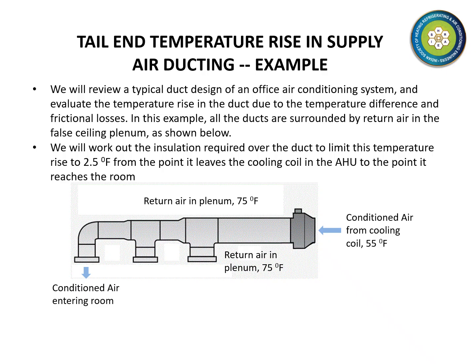The conditioned air at the AHU cooling coils is at 55 degrees Fahrenheit dry bulb, and we would require the heat gain all the way up to each and every room to result in a temperature rise not greater than 2.5 degrees Fahrenheit.